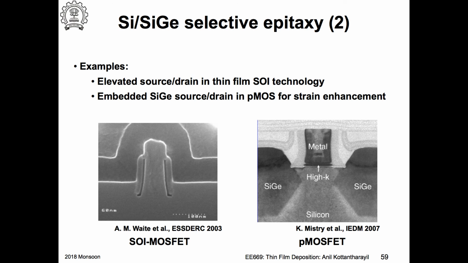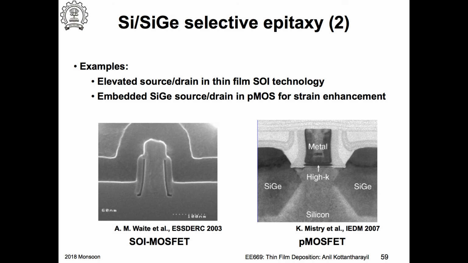So this is the SOI example I mentioned. You have this, which looks like your gate, and this is your spacer, and then this should be your source drain level, right? We have seen gate and then source drain, but it is elevated. So basically, this is an epitaxially grown silicon layer, and this is embedded silicon germanium in the PMOS for strain enhancement. So that will give you a high hole mobility.